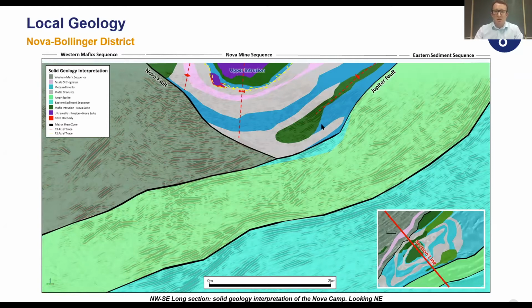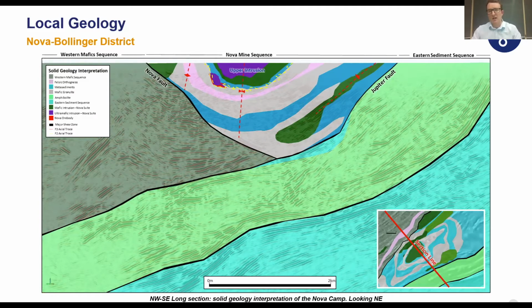At the next scale, we find that the intrusions are commonly in place within the meta-sediment sequences, or at the boundaries between those. But one thing which is unique about Nova-Bollinger, which is associated with this pipe-like intrusion here, is that it still remains the only economic ore body. The difference is this intrusion has a pipe-like geometry.